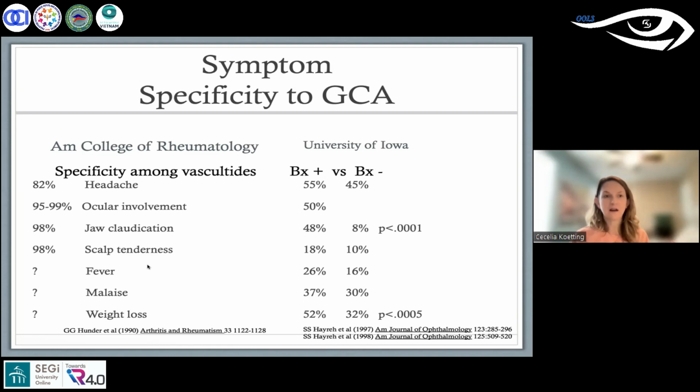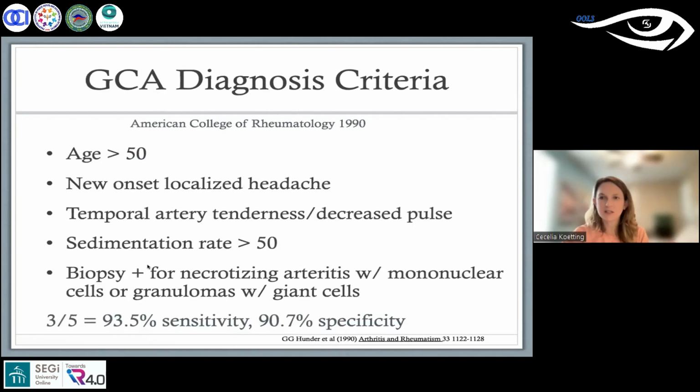who had GCA also had jaw claudication. 48% had a positive biopsy, 8% had negative. And then as you see, we kind of keep going down through there. So the biopsies really just aren't that slam dunk that I feel like we've been told. So the actual diagnostic criteria, you only have to have 3 of the 5 of this.